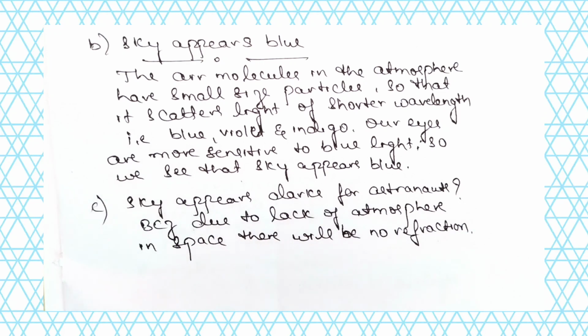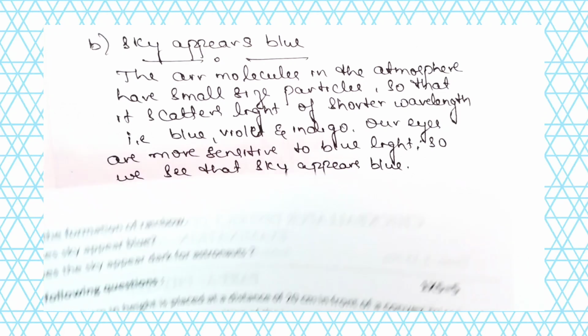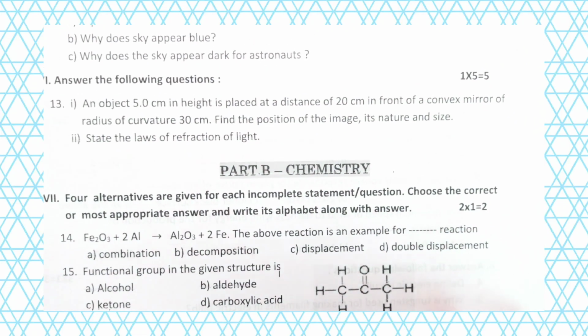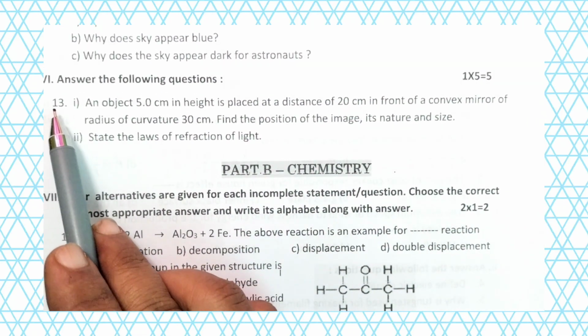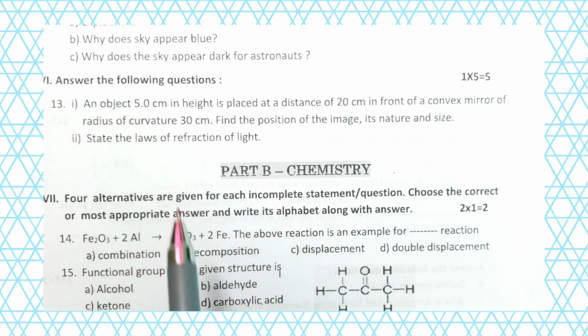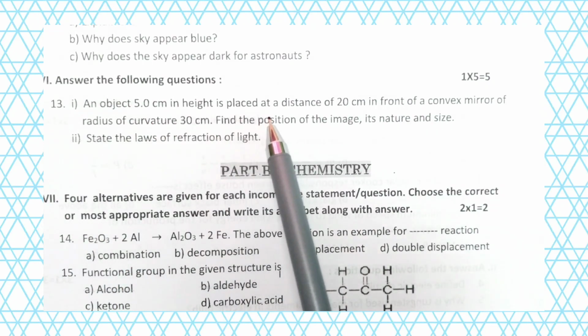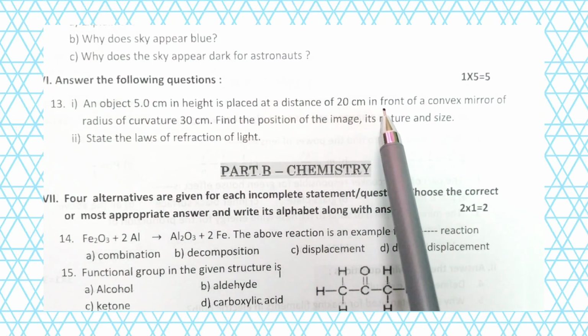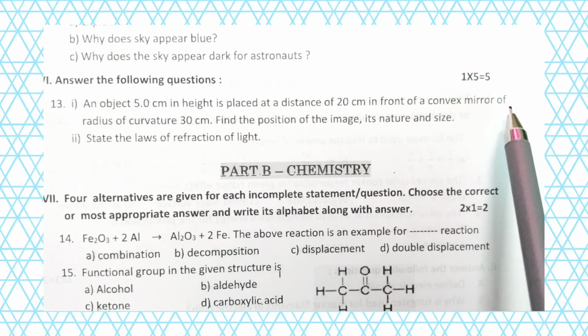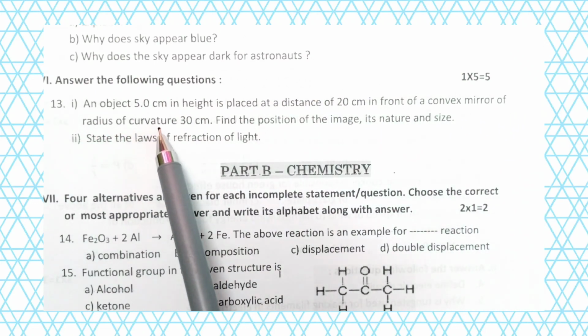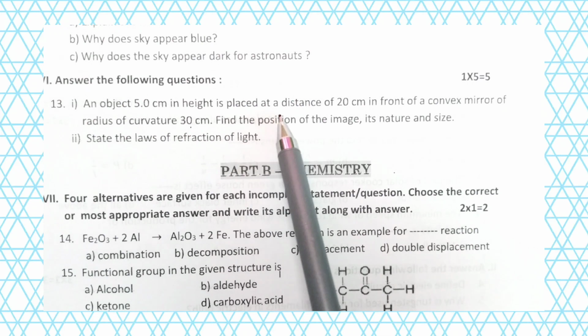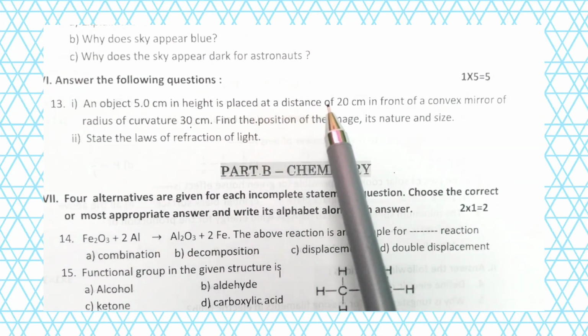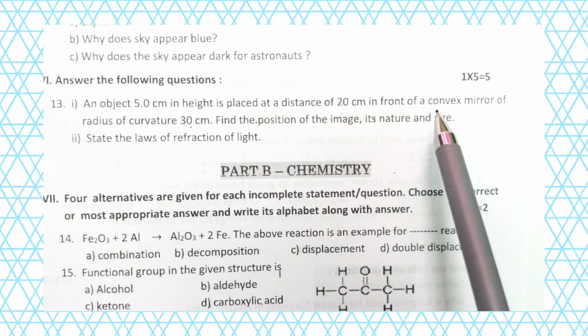So this is the answer for that 12th question. Now let us move to the 13th question and the last question of the physics part. An object 5 cm in height is placed at a distance of 20 cm in front of a convex mirror of radius of curvature 30 cm. So find the position of the image, its nature and size.